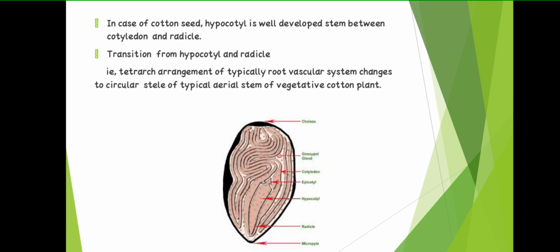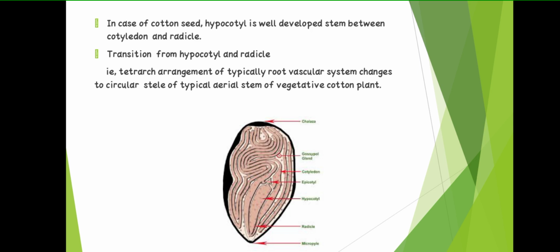In case of cottonseed, the hypocotyl is well developed, the stem between cotyledon and radicle. A transition from hypocotyl to radicle can be seen. That is, the tetrarch arrangement of the typical root vascular system changes to a circular stele of the typical aerial stem.